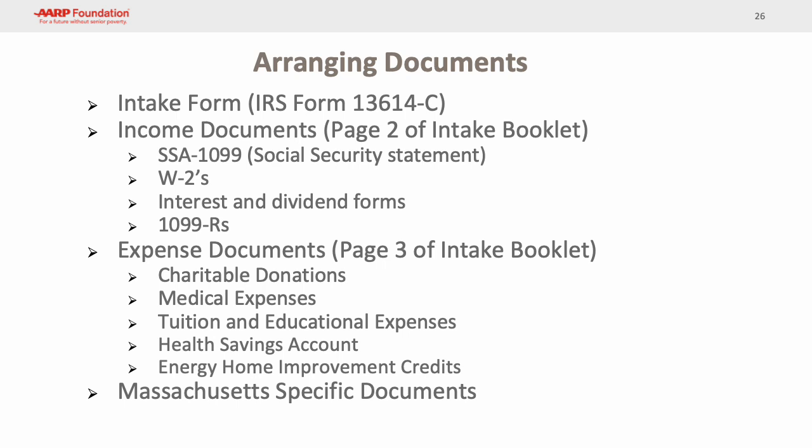So income documents from page 2 of the booklet, then expenses, credits, and life events from page 3 of the intake booklet. Now, I always place the Social Security benefit form, if it's available, at the front of the income documents, as it contains the taxpayer's Social Security number. As the Social Security number is what a counselor needs to start the preparation of a return, having this available right up front saves the counselor time. Massachusetts-specific documents will be covered in the Massachusetts tax law training.